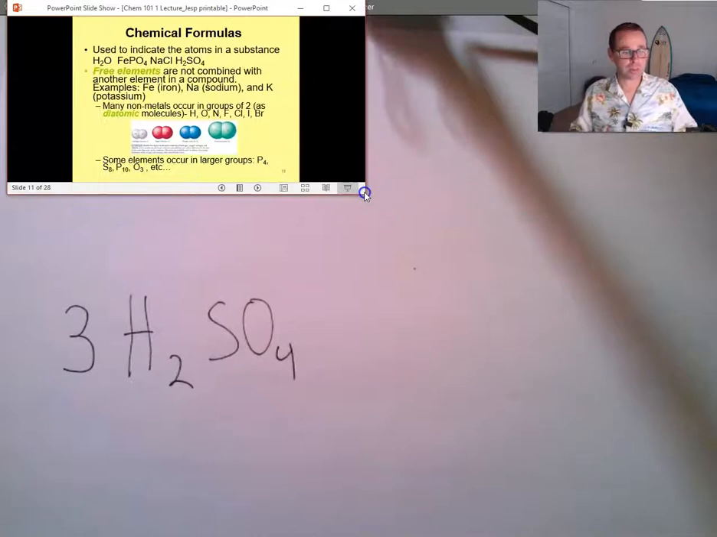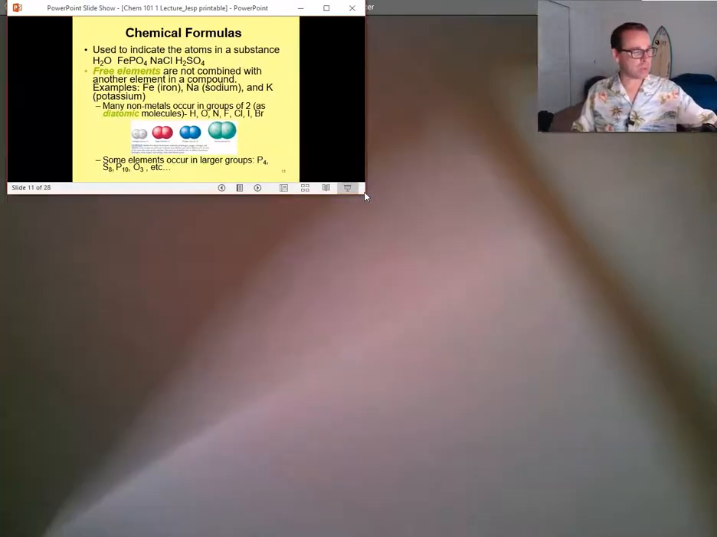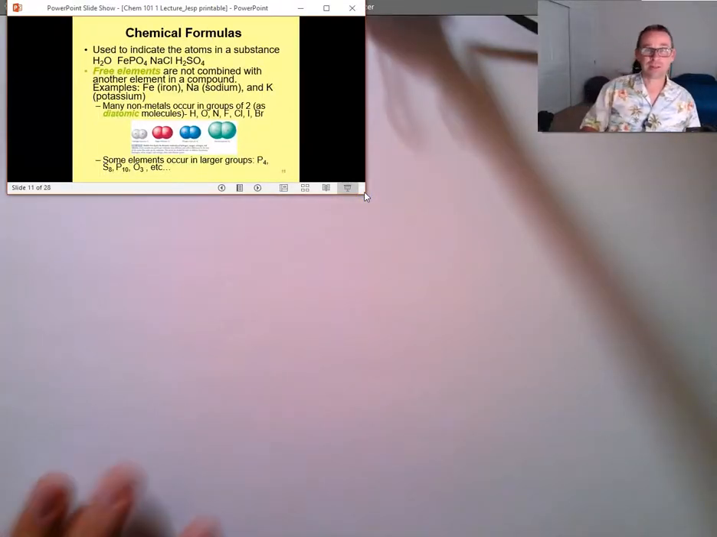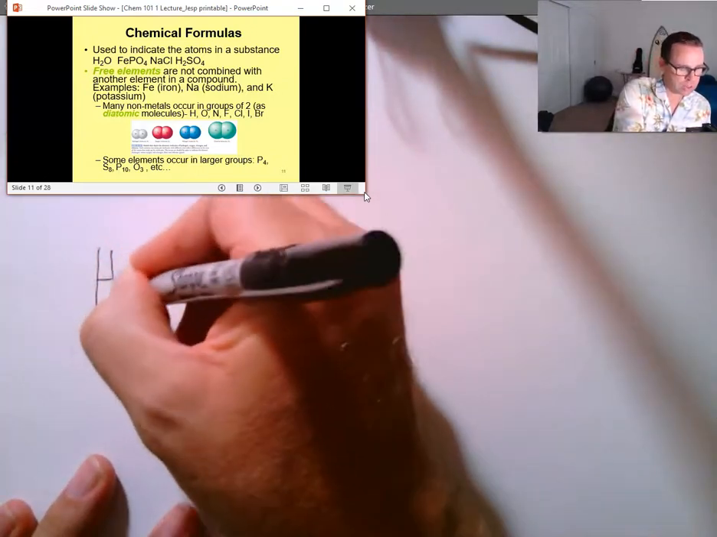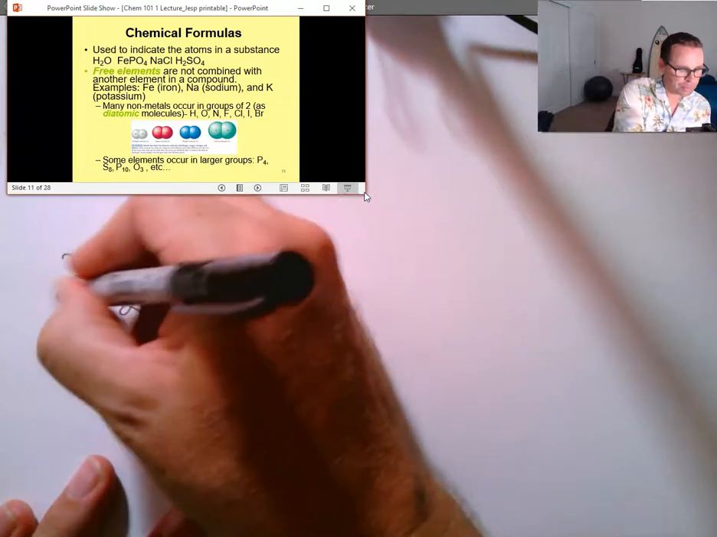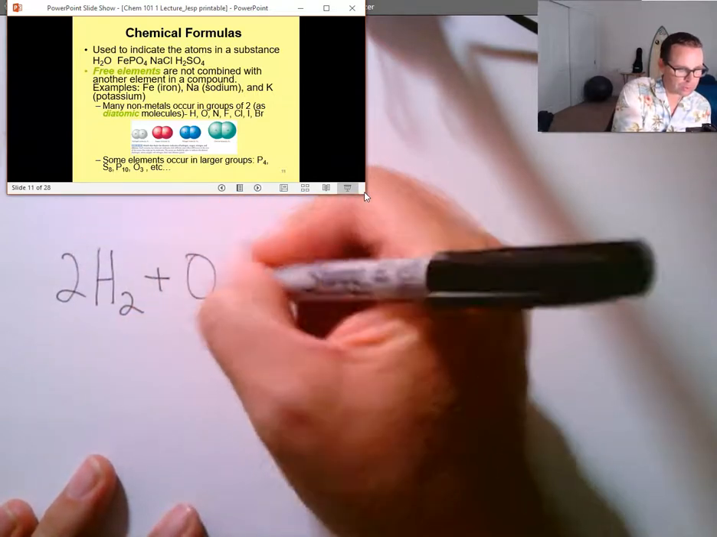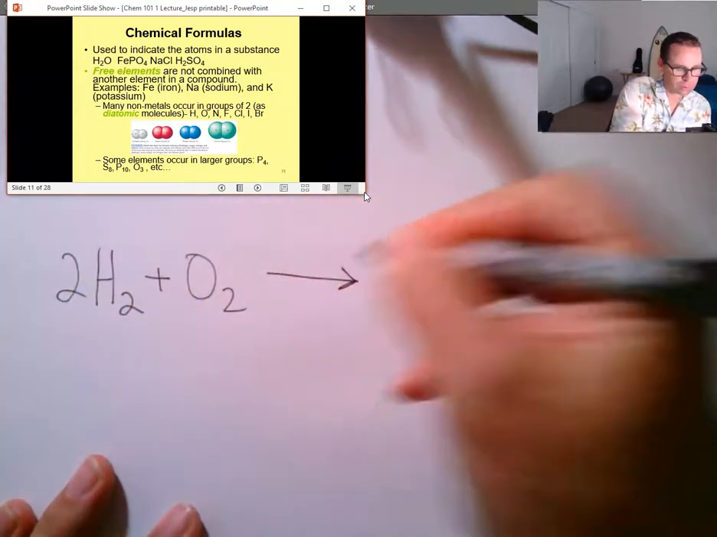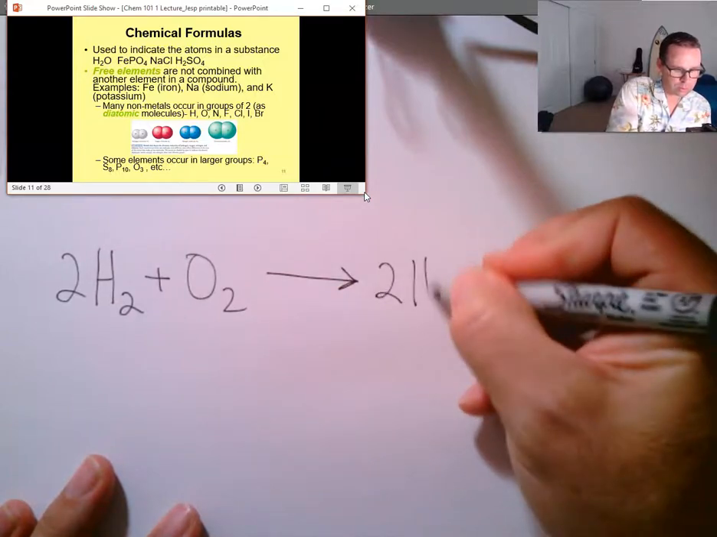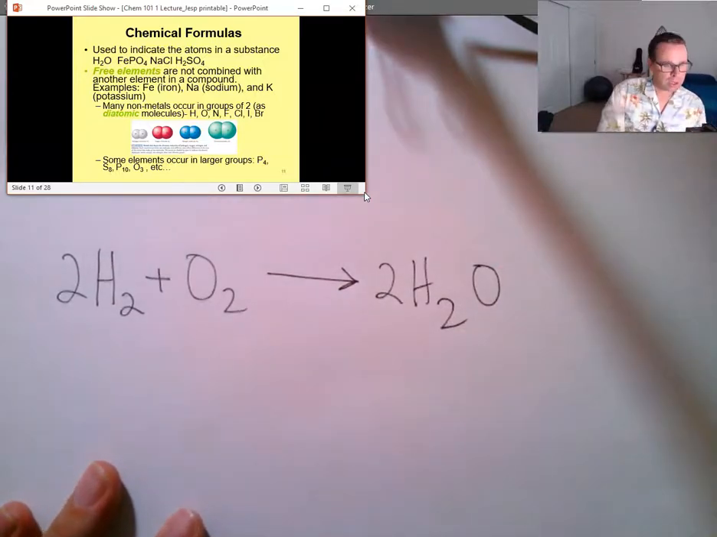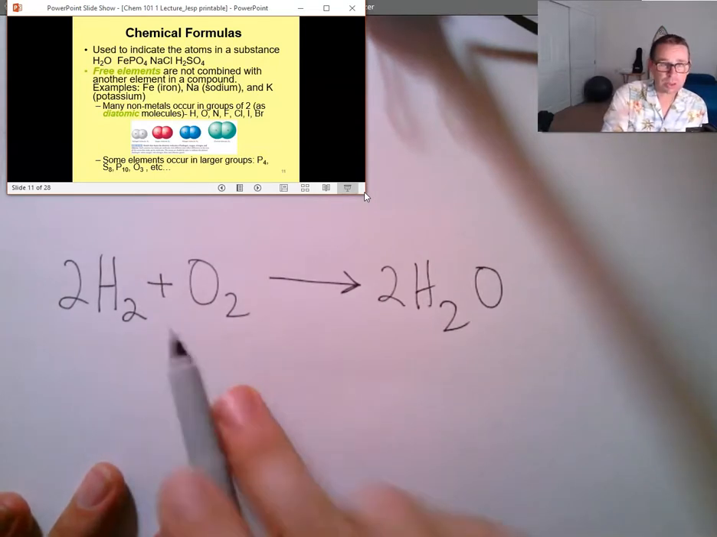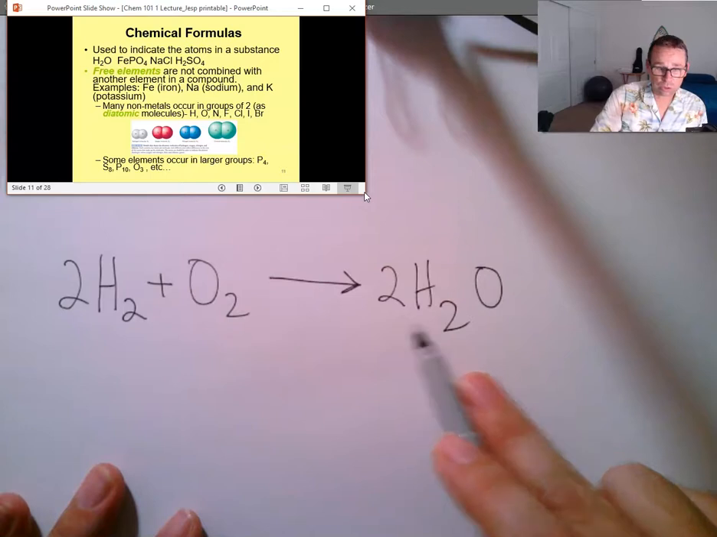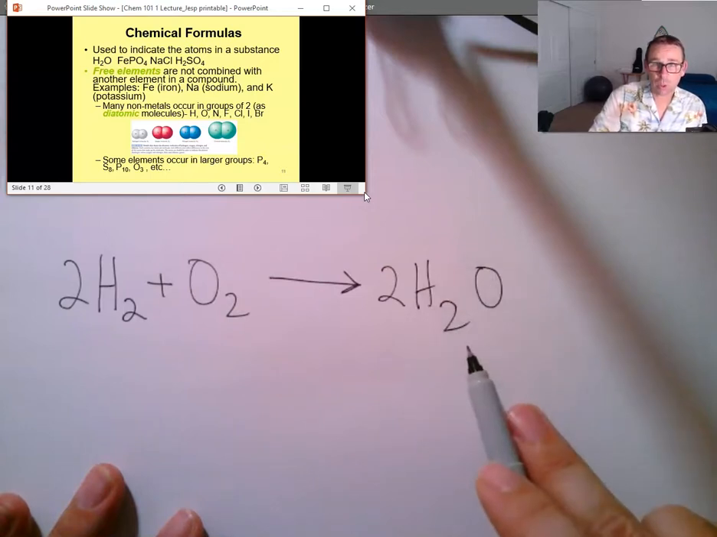So, for example, let me write a chemical reaction where we don't want to lose our understanding of what's going on. Here we go. I have this chemical reaction here. I'm combining hydrogen gas with oxygen gas, both elemental, and forming 2 molecules of water.